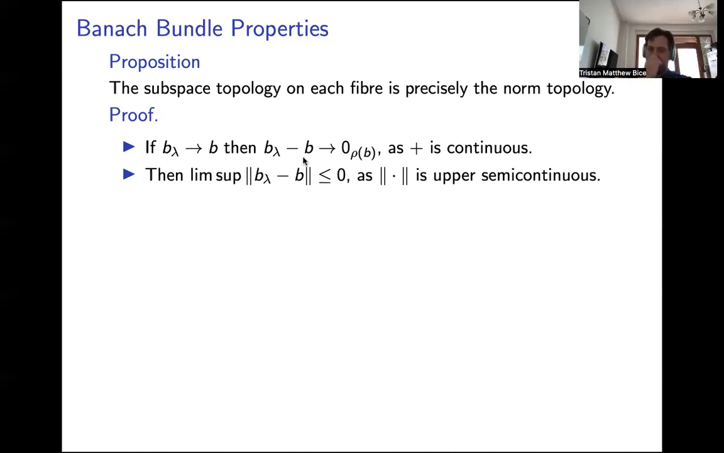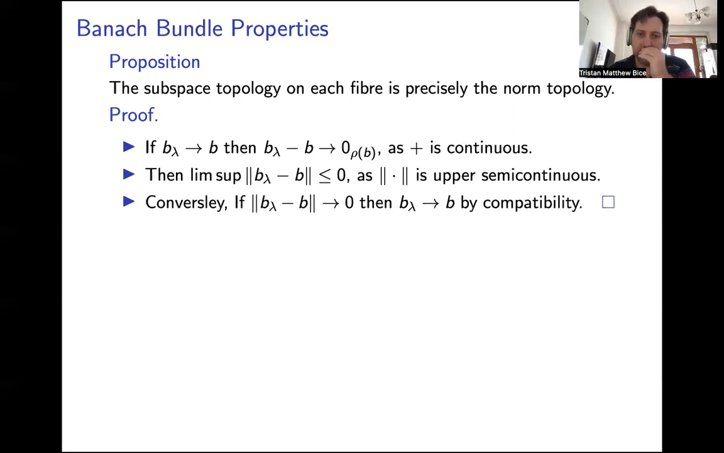And then you would notice that, because of this upper semi-continuity condition, the lim sup of these norms here has to be less than or equal to the norm of the limit. And the norm of 0 is 0, right? So this already tells you the lim sup has to be below 0, and this is always positive, right? So that actually tells you the limit of these norm expressions is 0. So in other words, this is saying that B lambda approaches B in the norm topology.